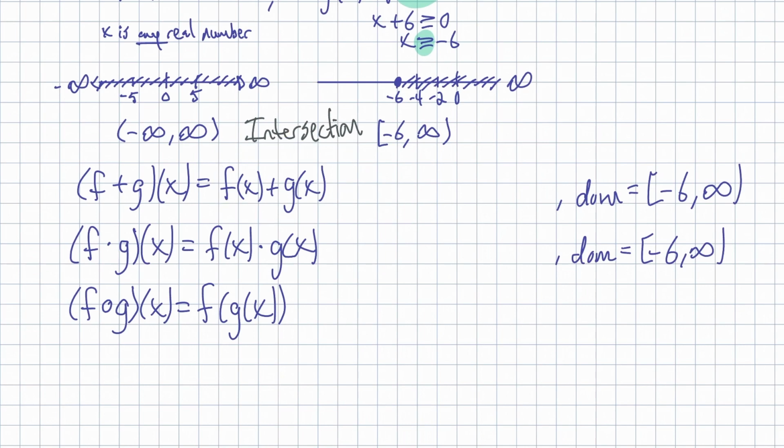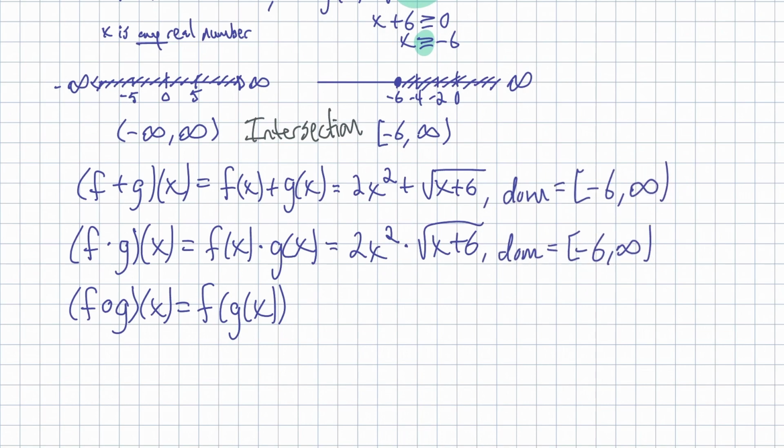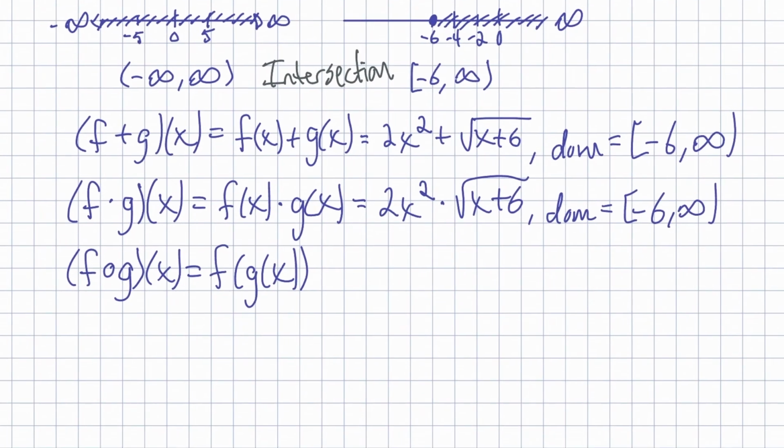I want to write out just literally what this is. This is 2x squared plus the square root of x plus 6. Sorry about that. I just forgot to do that. And then this one, this is 2x squared times the square root of x plus 6. It doesn't really illuminate what we were talking about, but I kind of need to do it for the next one, and I kind of meant to do it for all of them.